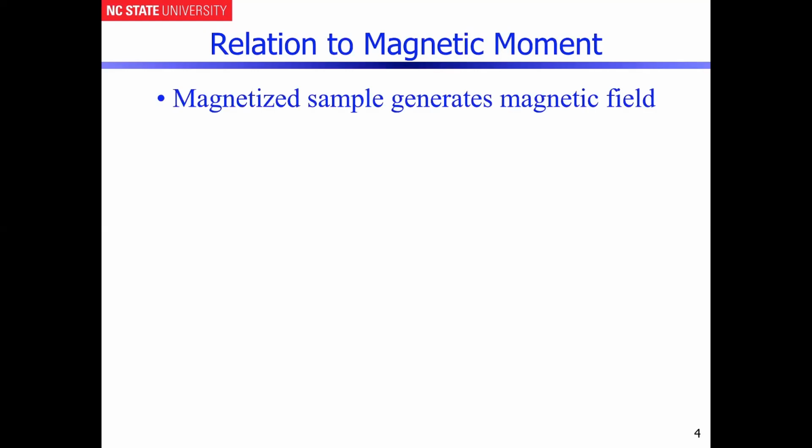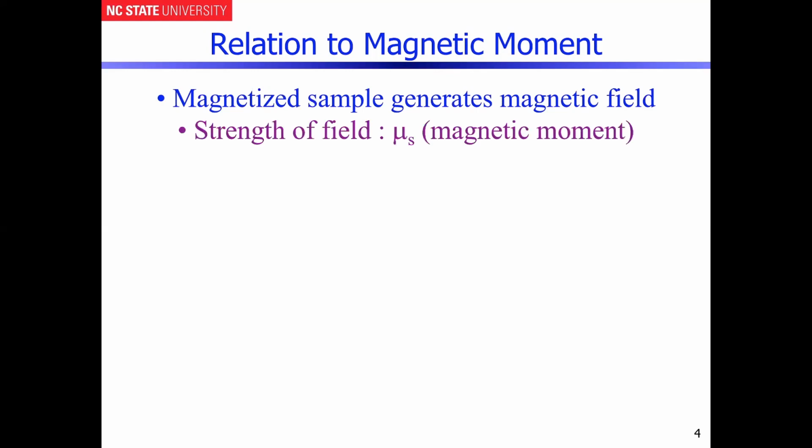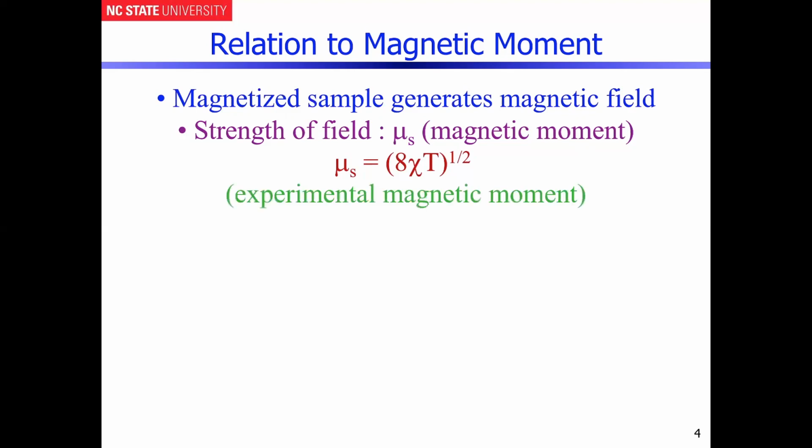So the idea is magnetized samples generate a magnetic field. The strength of those individual magnetic fields is μ_S, and that is called the magnetic moment, which is typically resulting from the electron spins of the material. And then μ_S is related to χT in this particular way, and T is temperature. And remember, χ is magnetic susceptibility, but it's (8χT)^(1/2). And then that's typically the experimental magnetic moment that's measured for a given molecule or material. But in our cases, we really care only about the number of unpaired d electrons.